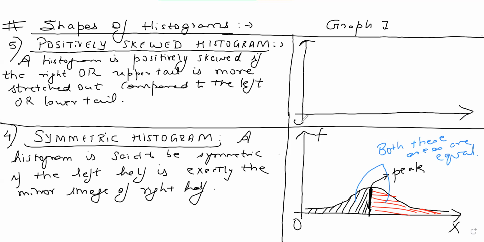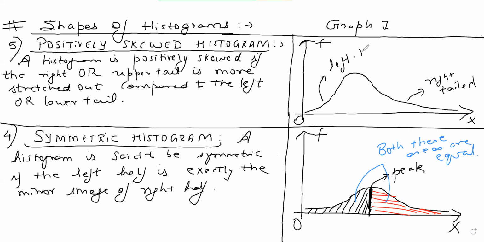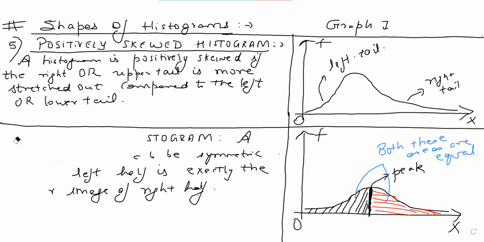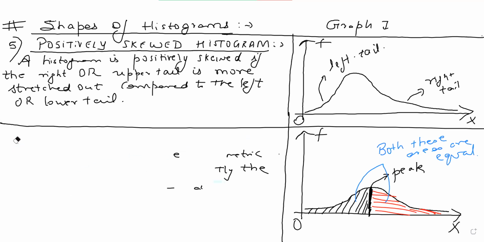Look at the graph. So I have the variable x, I have the frequencies, somewhat like this. So clearly students can see that this is the right tail. It's more stretched out. And this is the left tail. It's less stretched out relatively. So you should be able to see the left tail and the right tail properly. This is the positively skewed histogram.